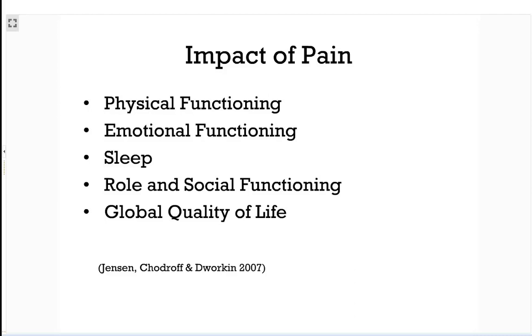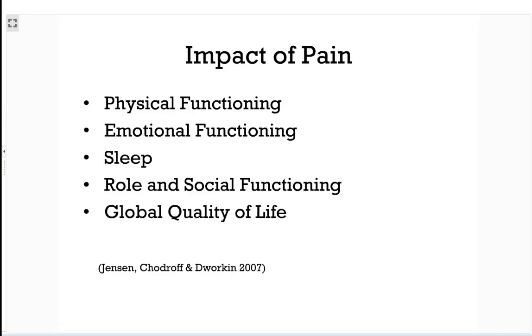So the impact of pain is fairly significant generally, but in particular with people with stroke. And it's been described in terms of physical functioning, emotional, sleep, role and social functioning and quality of life. The biggest impact with regards to physical functioning has been described as being that of mobility. Not surprisingly, the higher the pain, the higher the impact on mobility. So here we've got a population whose mobility is already compromised, that is further compromised by this presence of pain.